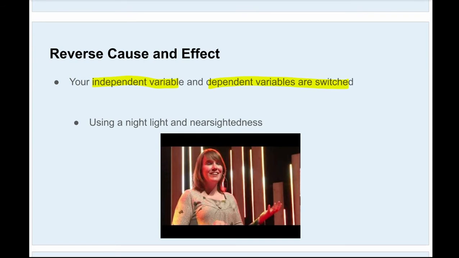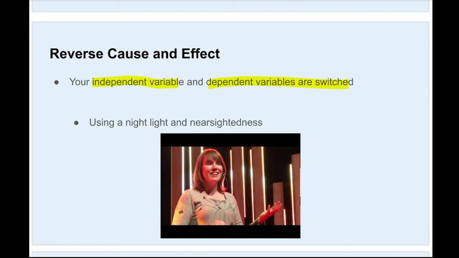Again, if you click on the video in the PDF, it talks about a study on using a nightlight and nearsightedness in children. The study was looking at, does using a nightlight cause nearsightedness in children? And they found that there was a correlation between it. So if that was the case, we would have to prevent the use of nightlights because we don't want nearsightedness in children, right? We'd prefer if they didn't have to buy glasses or contacts or things like that.